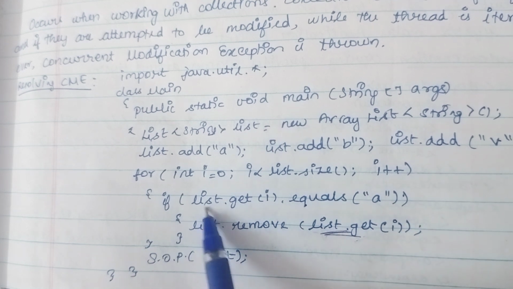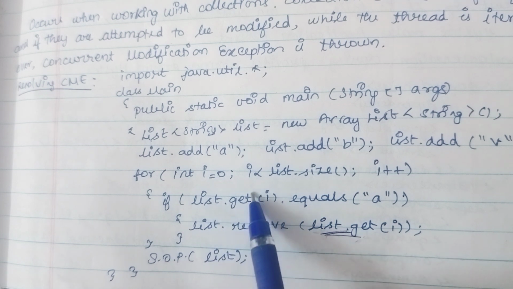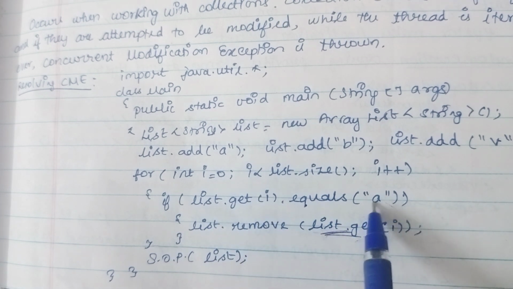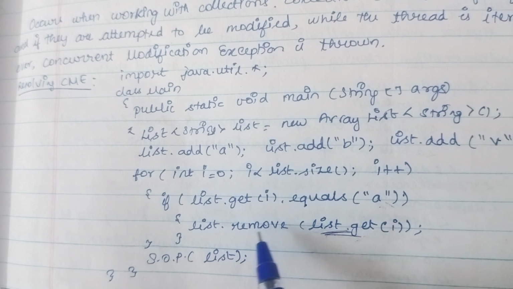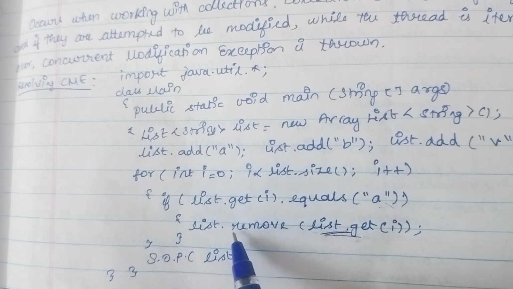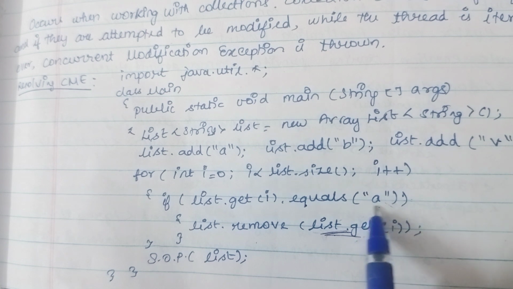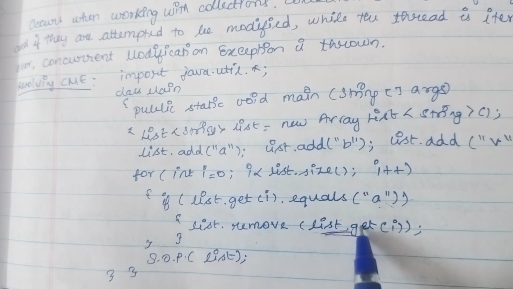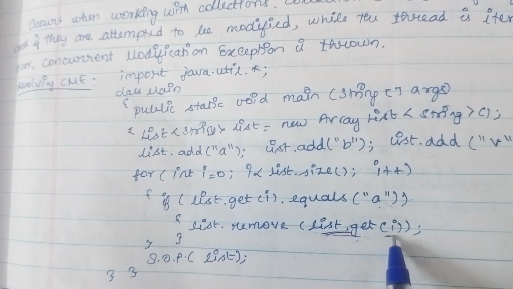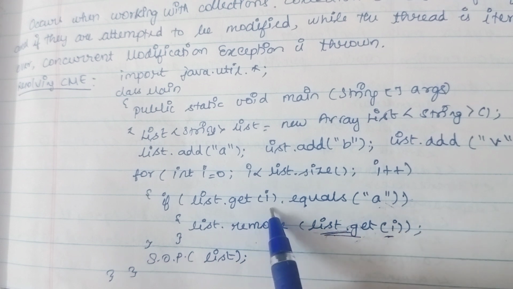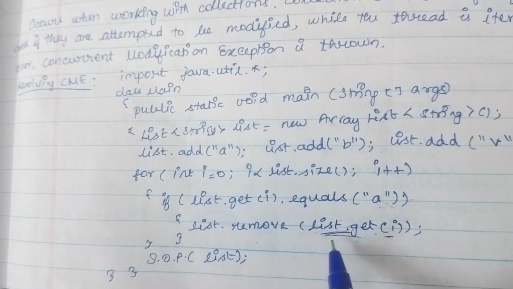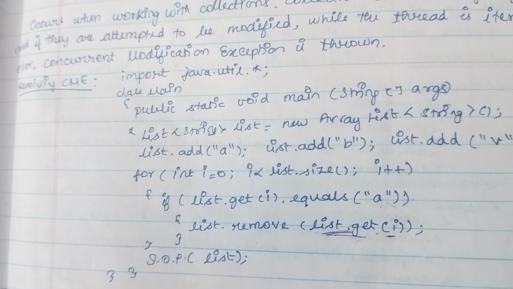That's why here we are just checking list.get of i is equal to a, and in that scenario only I'm going to remove that particular element, a, from the list, and I'm going to get it. I'm not removing directly, like list.remove of the ith iteration. Instead I'm going to get it with the help of list.get, so that will totally prevent the concurrent modification exception.